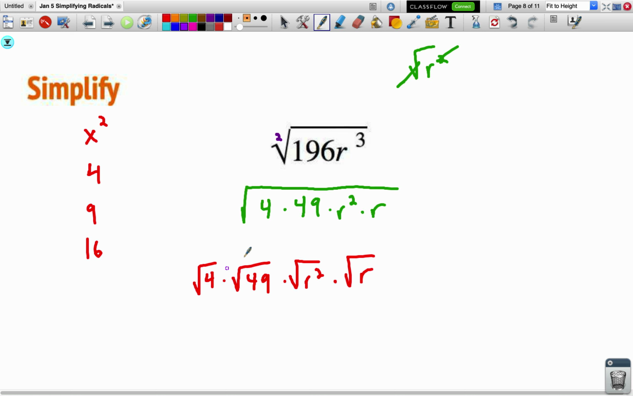Now, right here, we took out the 4 because we knew 4 was a perfect square, but it turned out when we took out the 4, what got left behind, 49, that's also a perfect square. That's 7 times 7.